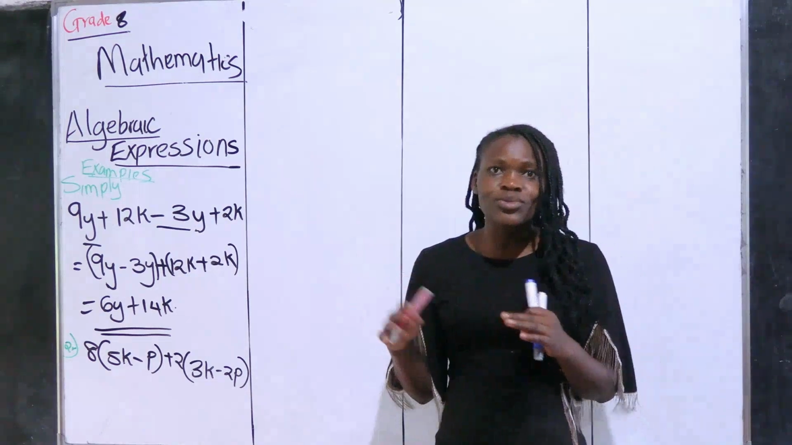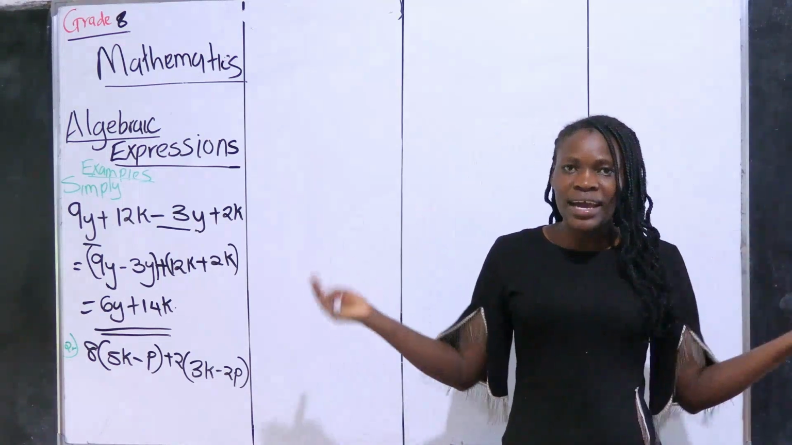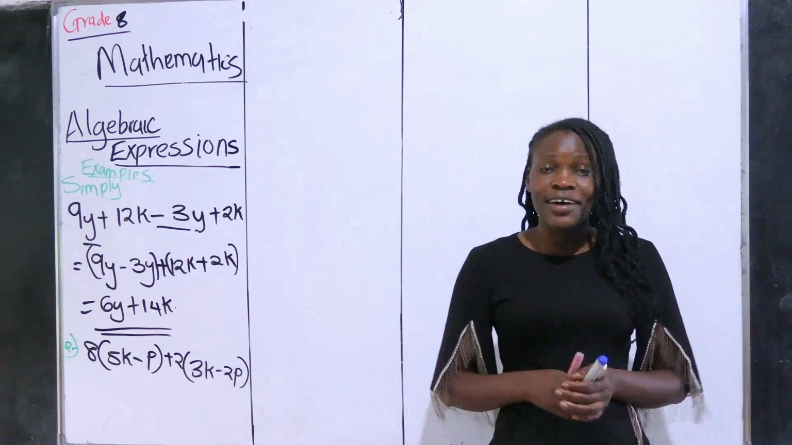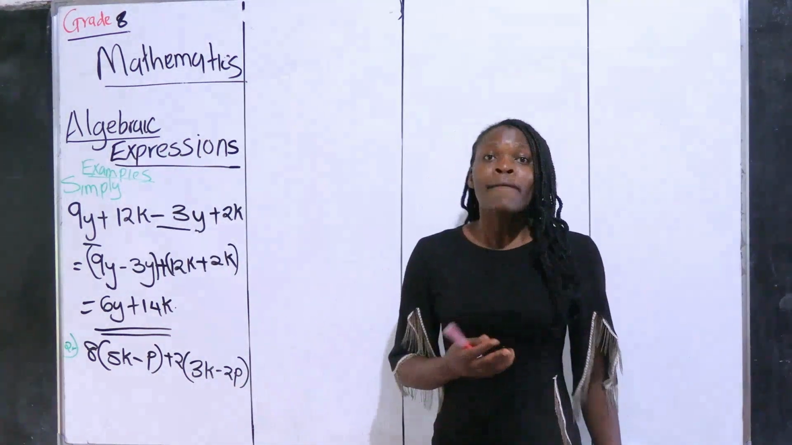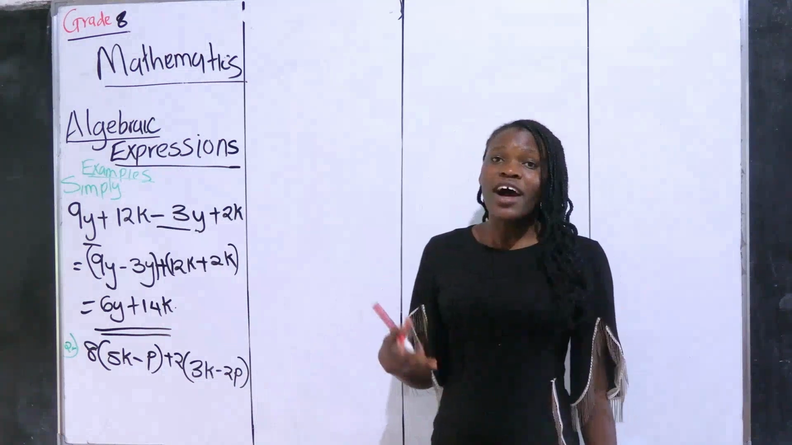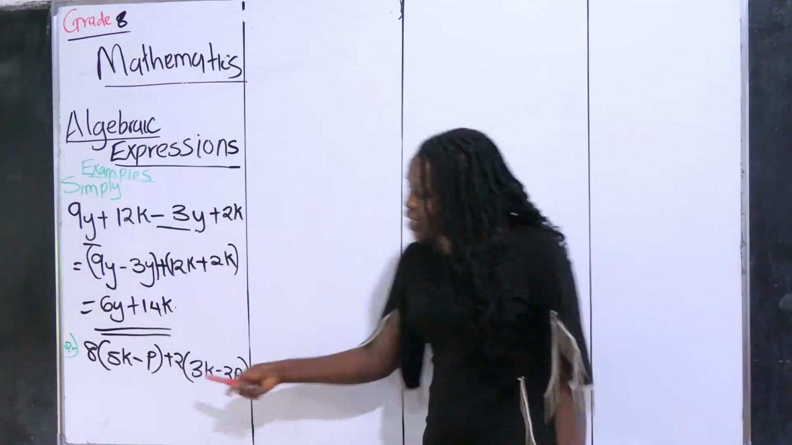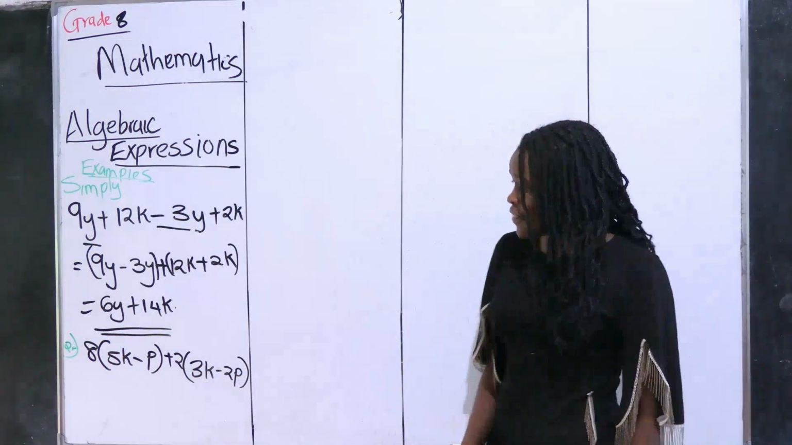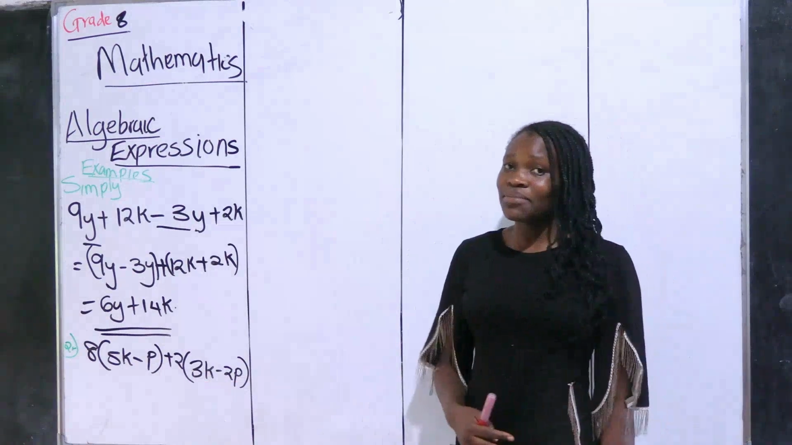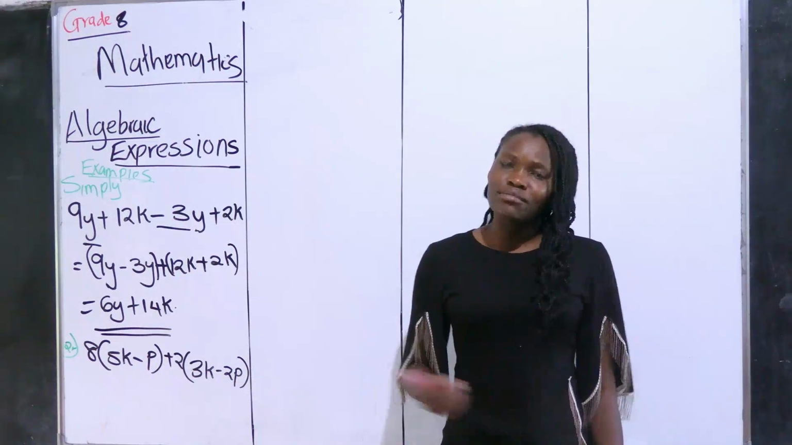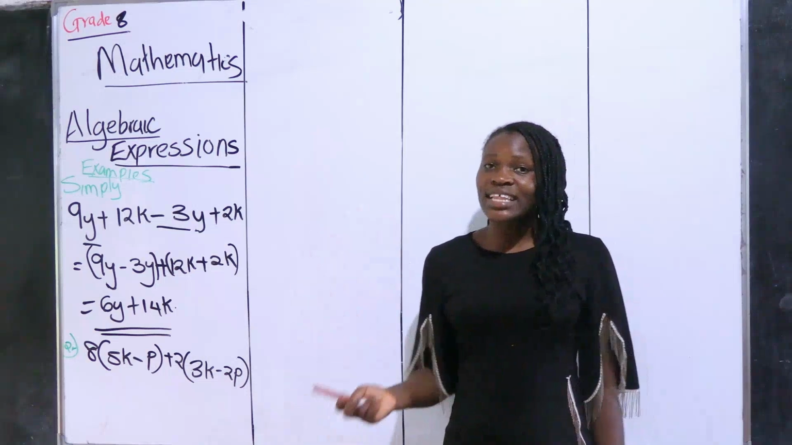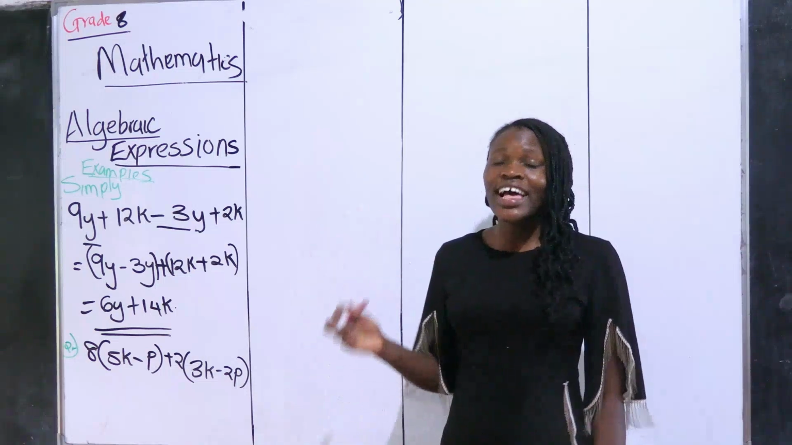In this case, we are going to open the brackets. We are going to deal with the brackets first. Yes, this is an algebraic expression, but it requires further calculations. We have to open the brackets. After opening the brackets, we have to collect the like terms. After collecting the like terms, we either add or subtract them, and then we find the final answer.